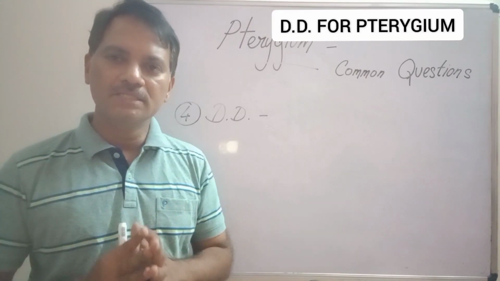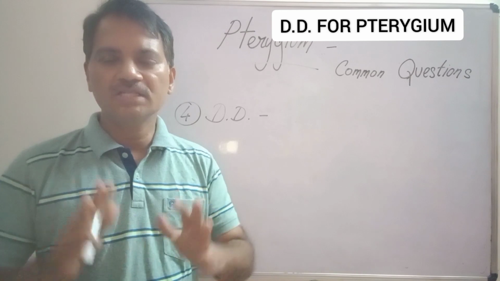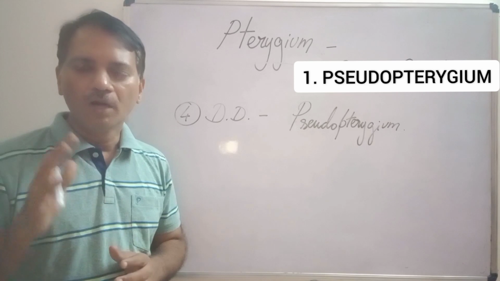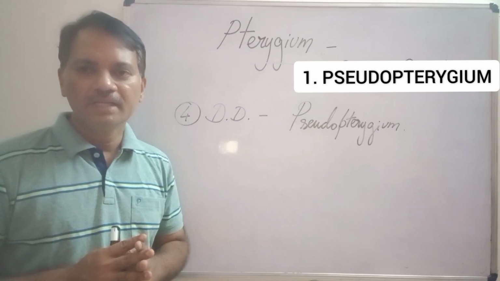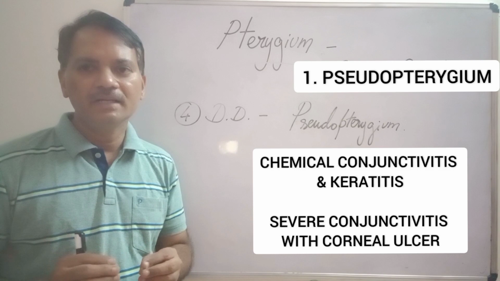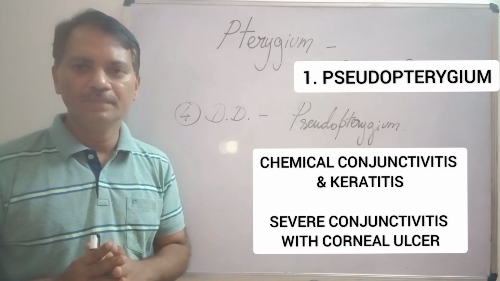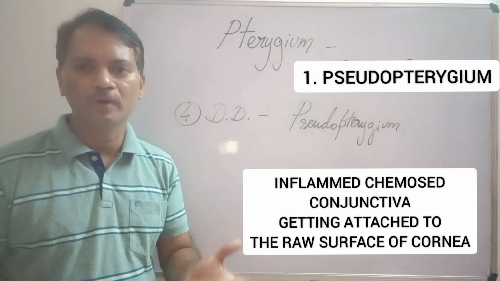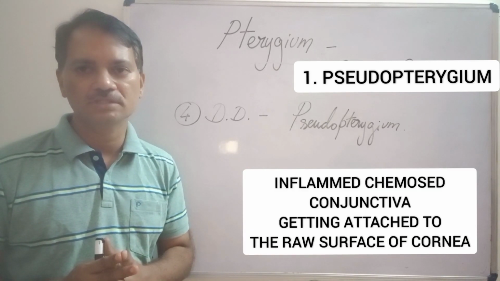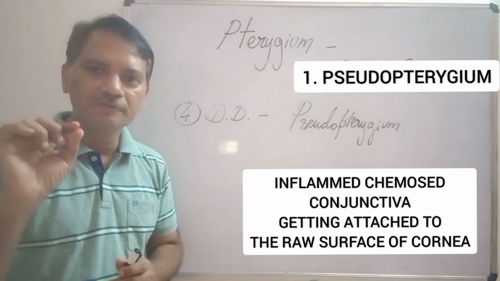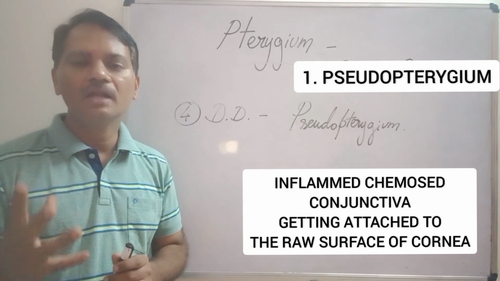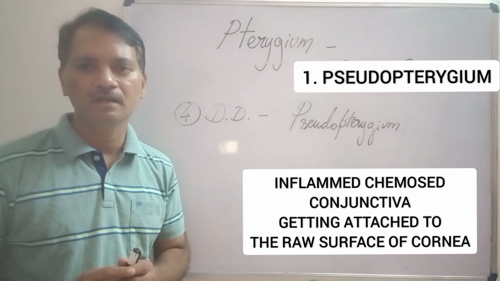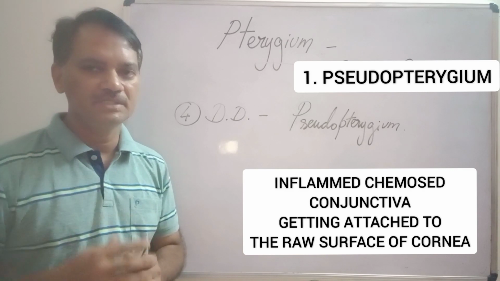The fourth commonest question is, what is the differential diagnosis for pterygium? It is pseudopterygium. What is this pseudopterygium? Pseudopterygium is due to inflammatory disease of the conjunctiva. It can be a conjunctivitis where the conjunctiva is very much edematous and swollen, which we call chemosis. When you have a raw surface in the cornea, this swollen conjunctiva can get attached to the raw surface of the cornea, leading to a pterygium-like picture.